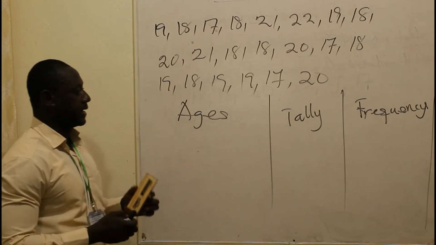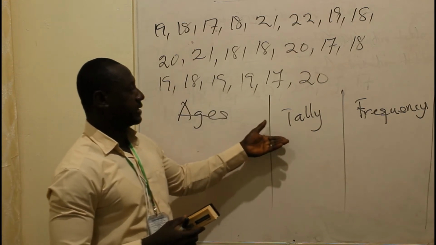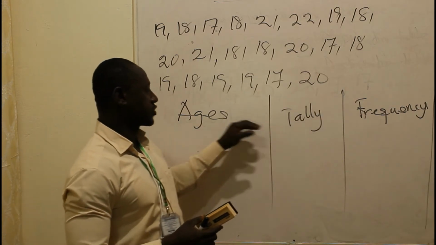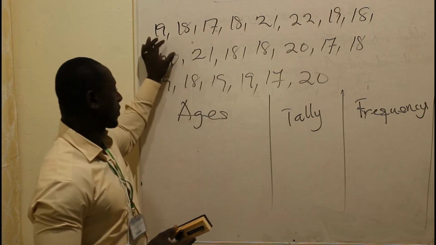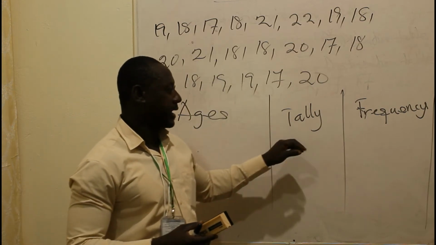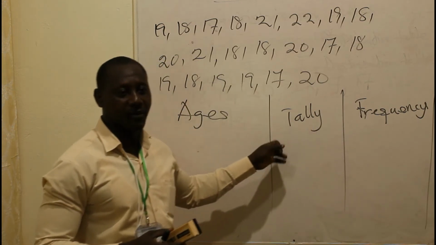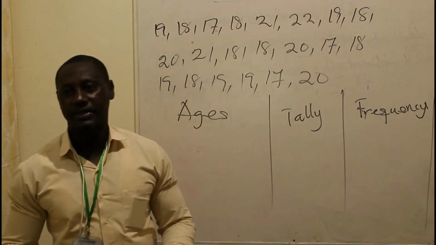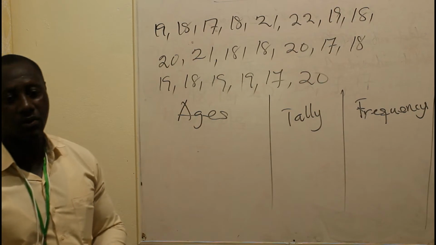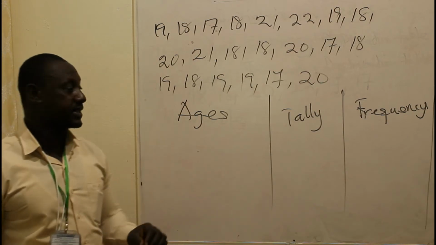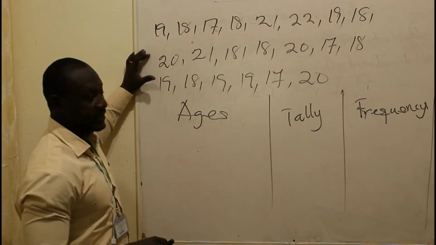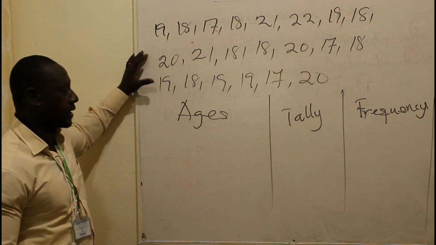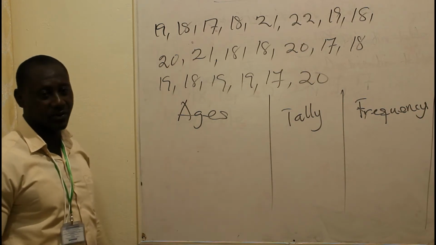The tally is going to guide us to get the frequency. And so we are going to make the strokes. Whenever we cross it here, we come and do that. And then after that, we count the number of strokes to get the frequency. What is it about the frequency? The frequency talks about the number of times a particular trait or an attribute appears in the data values.